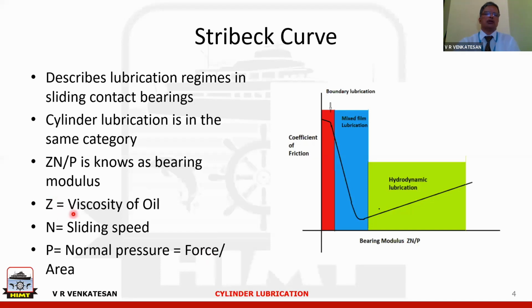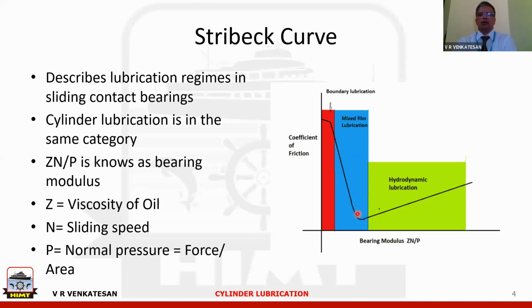So these are the three values. One is viscosity, second is the sliding speed. Sliding speed will be in so many meters per second. And this is the amount of force divided by the area. So if you take the case of any journal bearing also, the same principle applies. And when you see this bearing modulus, whenever the value of bearing modulus is less, it means the friction is high. And as the value increases, the friction comes down and it comes to a lowest value somewhere here.